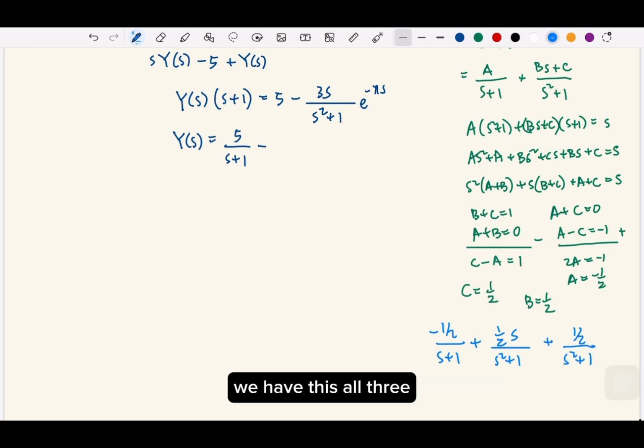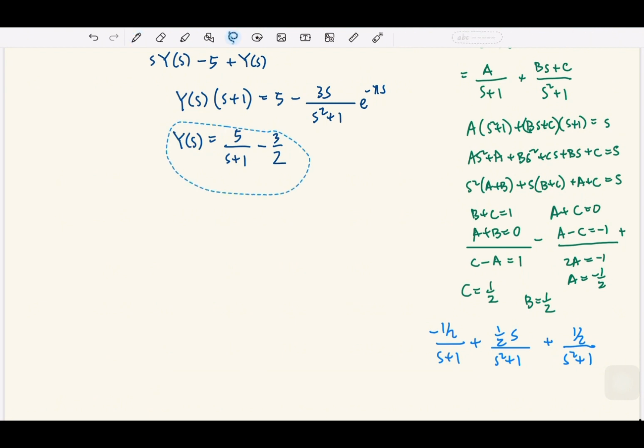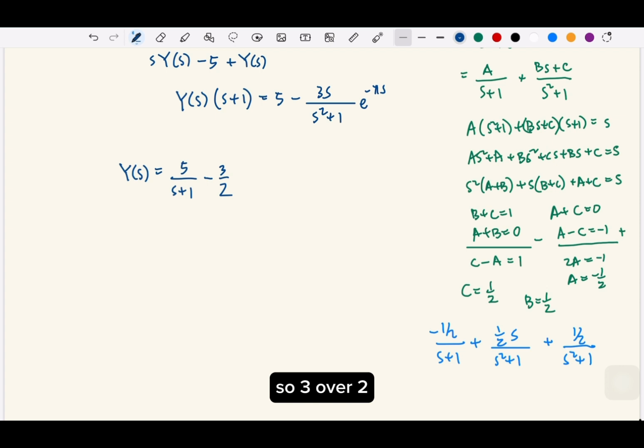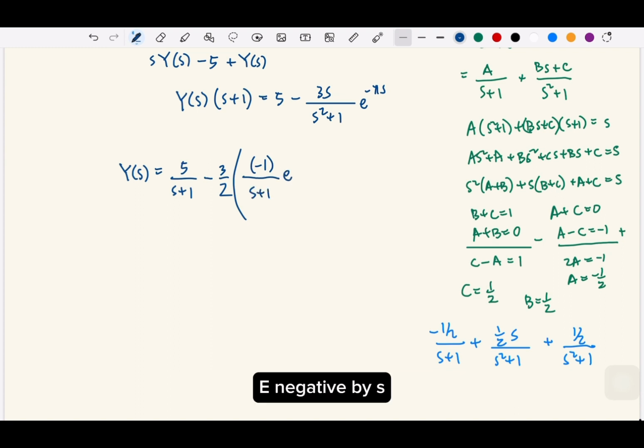Okay, we have this all three, and we factor half, so we are having 3/2 over. So 3/2, this will be -1 over s plus 1 e negative pi s plus s squared plus 1.